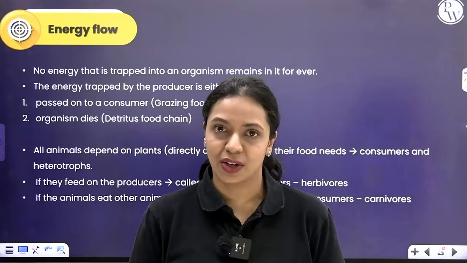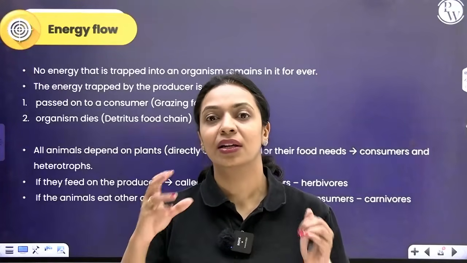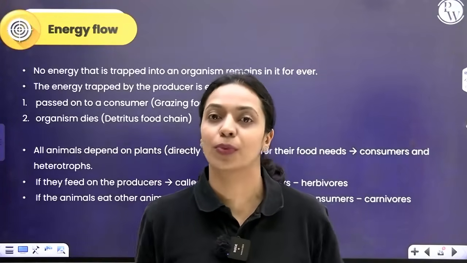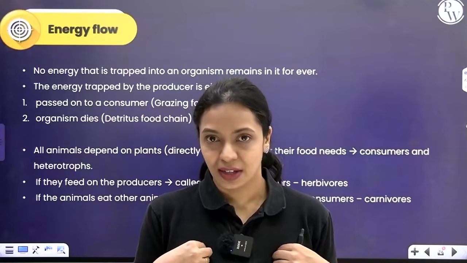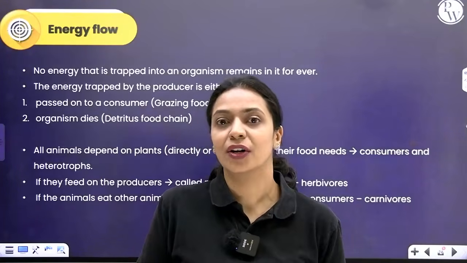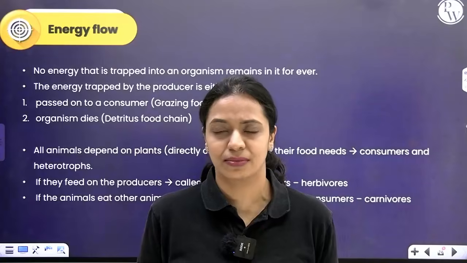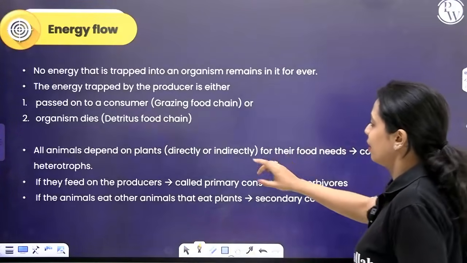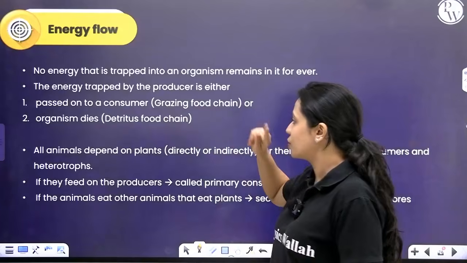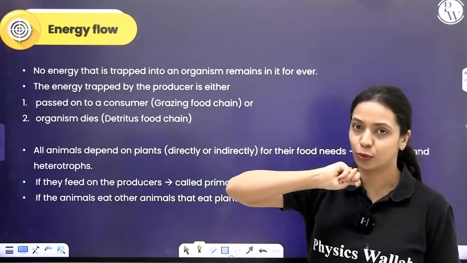So it becomes detritus and microbes will get the energy from decomposing it. Ultimately, whatever energy is present in an organism will be transferred to other organisms and cannot stay forever in that same organism. There are two different types of food chain.